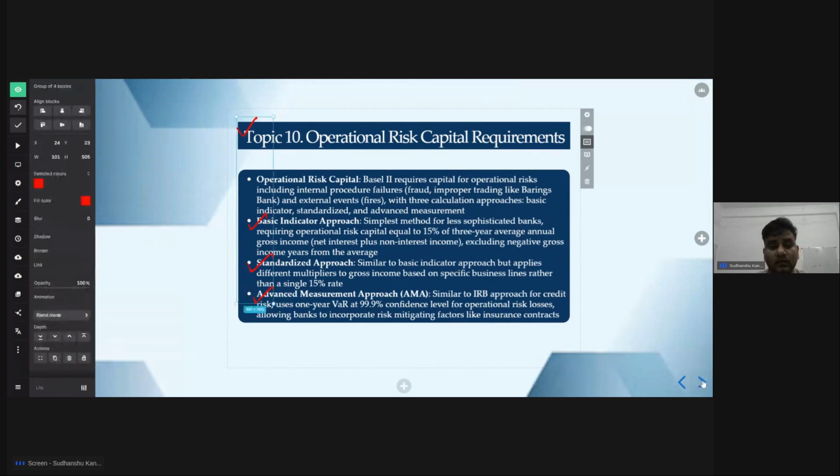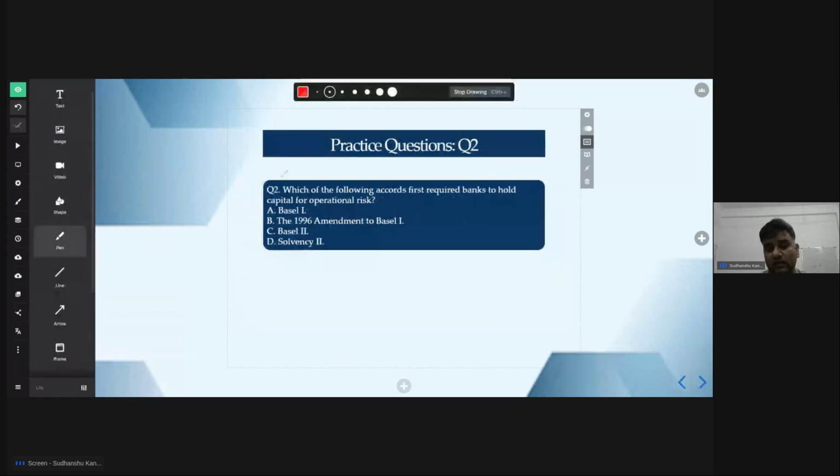Then you look at practice question number 2. Which accord first required banks to hold capital for operational risk? That came in Basel II. So Basel I was credit risk only. The 1996 amendment was market risk only. Basel II was credit, market, and operational risk. Solvency II applies to insurance, not banks. That we need to be very, very clear.